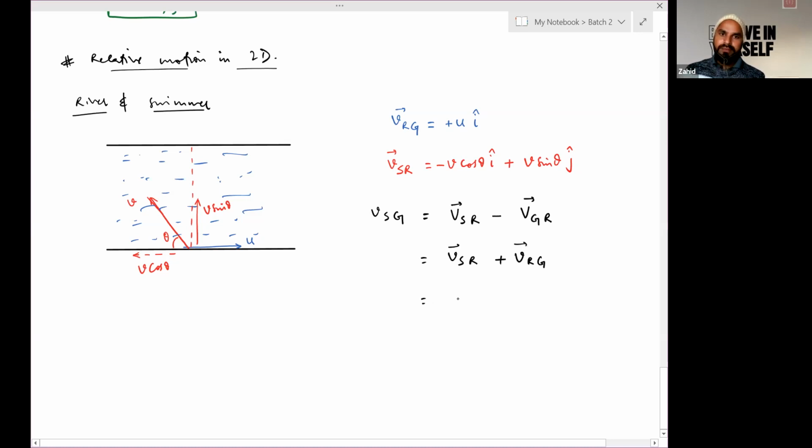So you will get minus of v cos theta along I cap plus v sin theta along j cap, and velocity of river with respect to ground is plus u I cap. So on rearranging, you will get (u minus v cos theta) in terms of I cap plus v sin theta along j cap as velocity of swimmer with respect to ground.